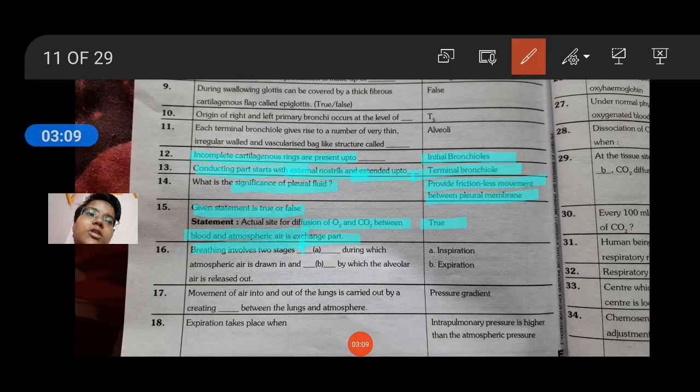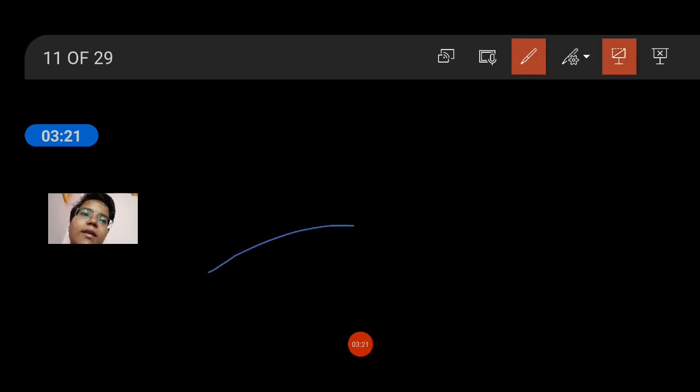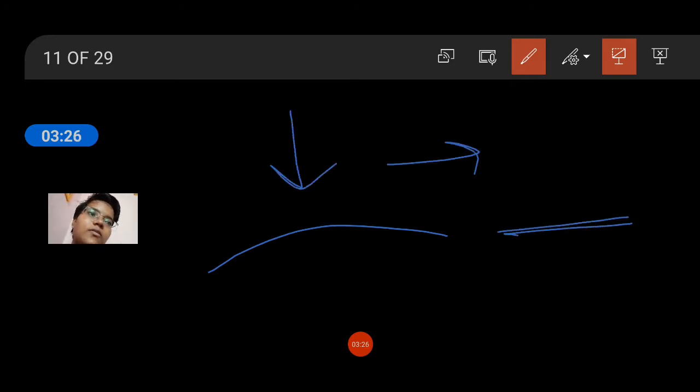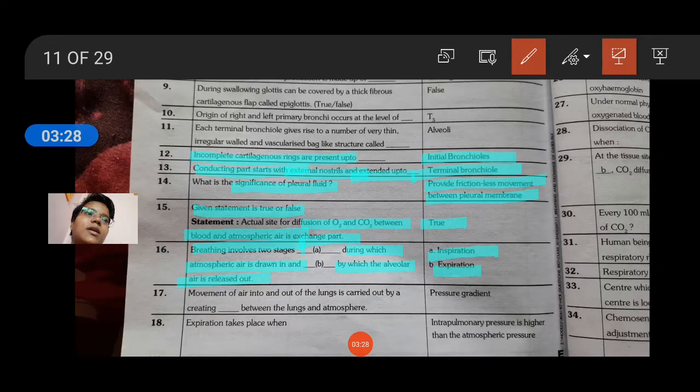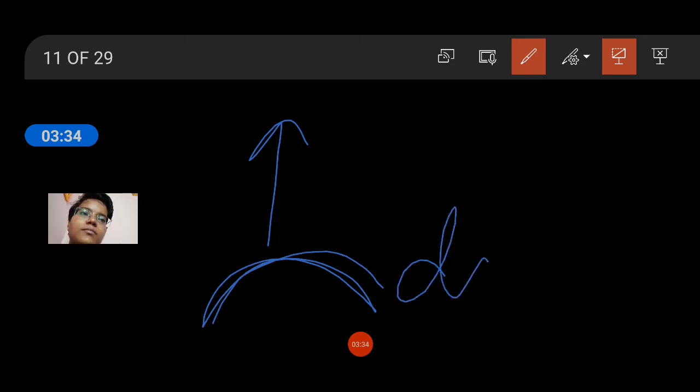Breathing involves two stages: inspiration, during which atmospheric air is drawn in, and expiration, during which alveolar air is released out. You can learn one more thing: when air comes in, the diaphragm is flat, and when air goes out, it becomes dome shaped.